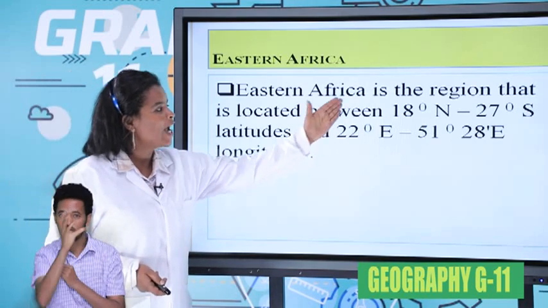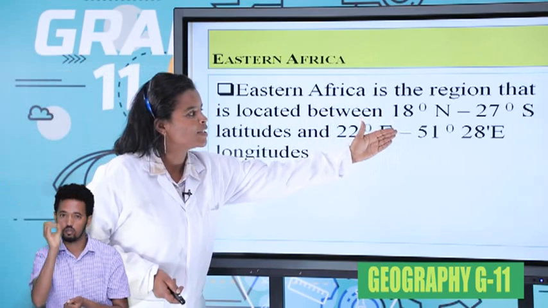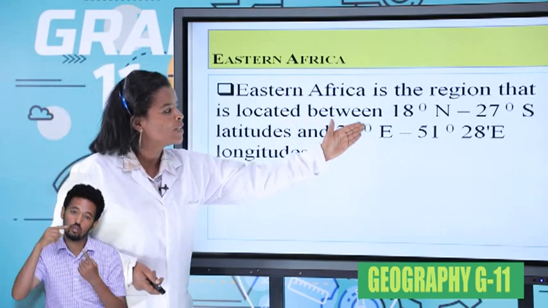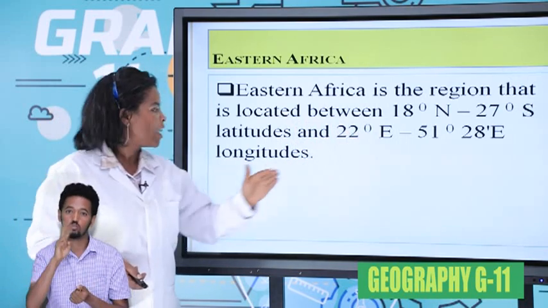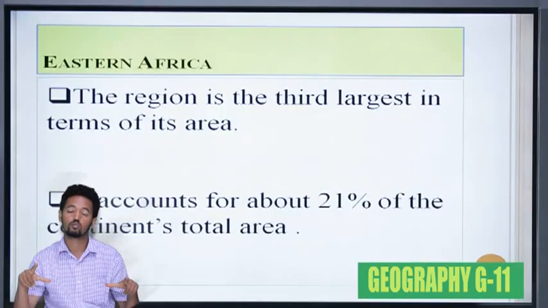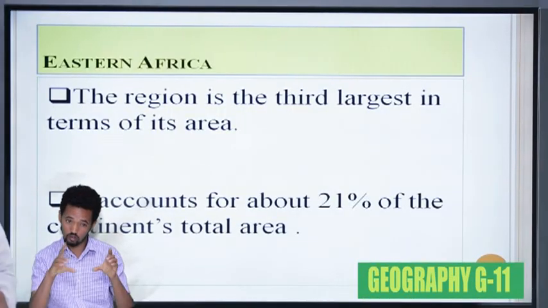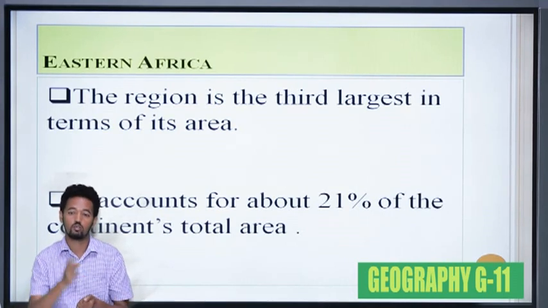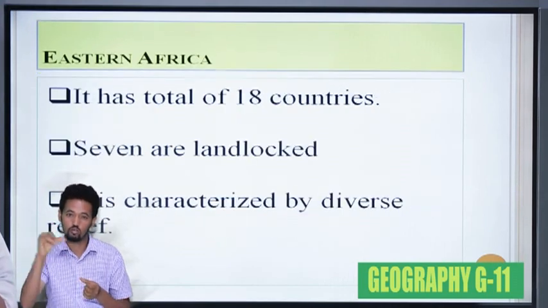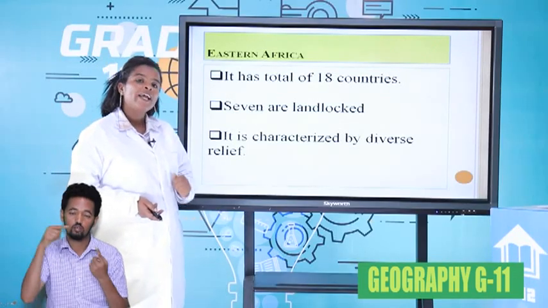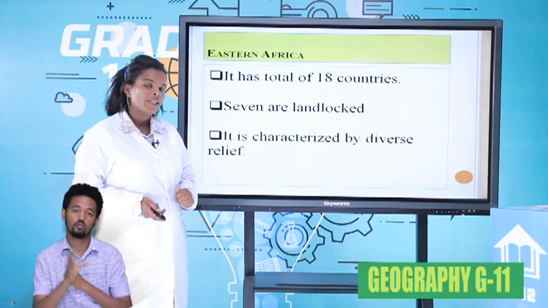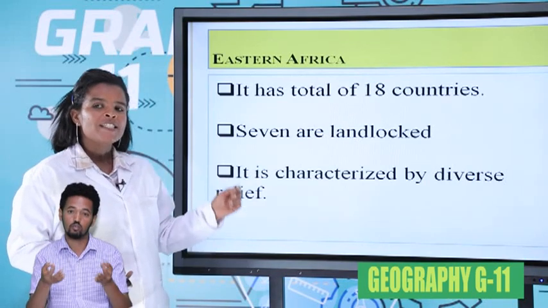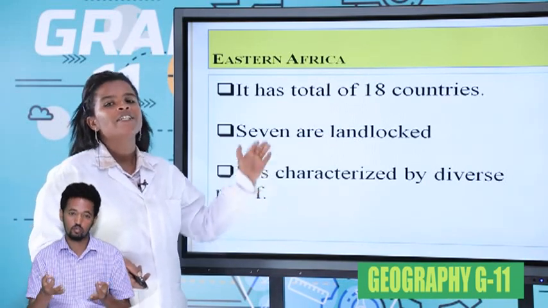Let us see the absolute location of Eastern Africa. Eastern Africa is located 80 degrees north and 27 degrees south latitudes, and 22 degrees east up to 51 degrees 28 minutes east longitude. The region is the third largest in terms of area. It accounts for about 21% of the continent's total area. It has a total of 18 countries, 7 are landlocked. It is characterized by diverse relief. This diverse relief results in diverse climate.